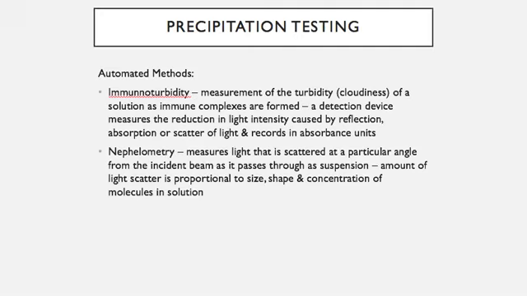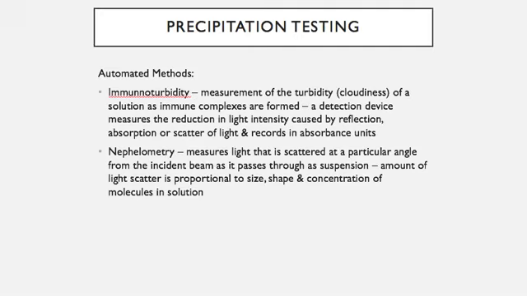Okay, so some precipitation testing, automated methods. So we have immunoturbidity, which is a measurement of the turbidity or the cloudiness of a solution as those immune complexes are forming. So you've got a detection device that measures the reduction in light intensity caused by reflection, absorption, or scatter of light, and it records those things in what they call absorbance units.